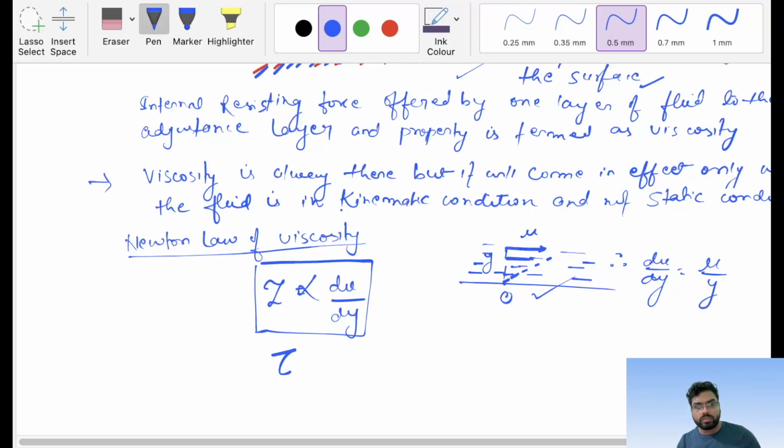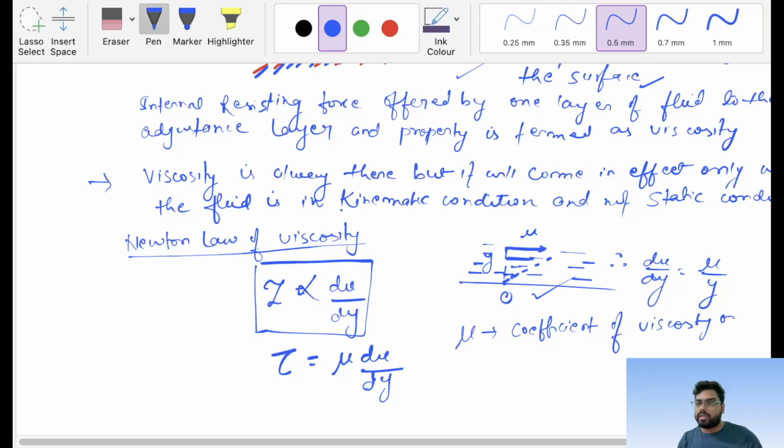And if we remove the proportionality, it is equal to mu du upon dy, where mu is termed as the coefficient of viscosity or dynamic viscosity, and its unit is Pascal second.